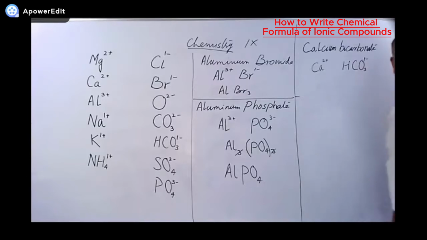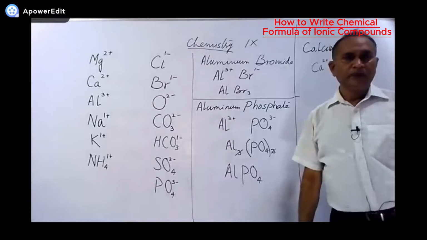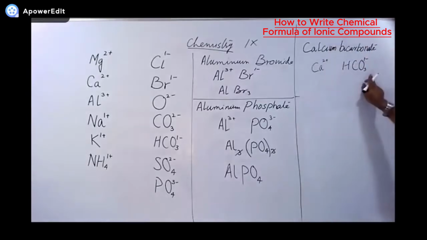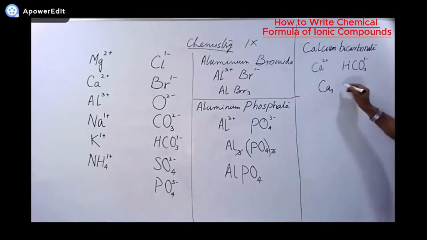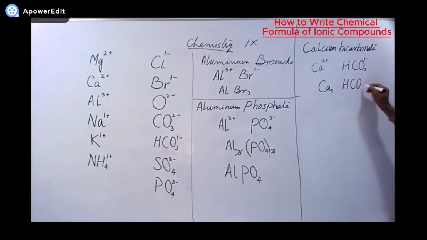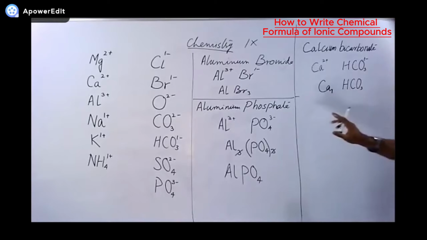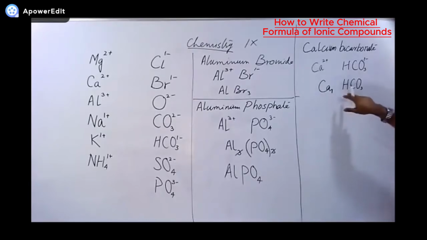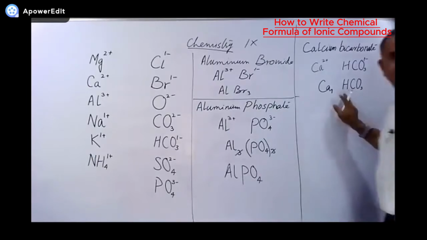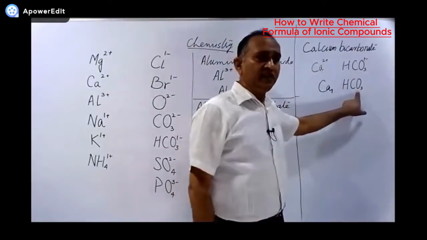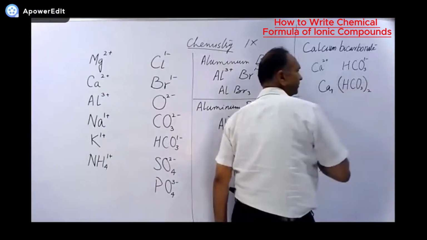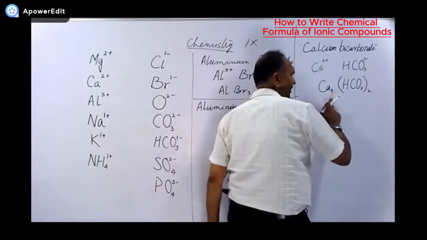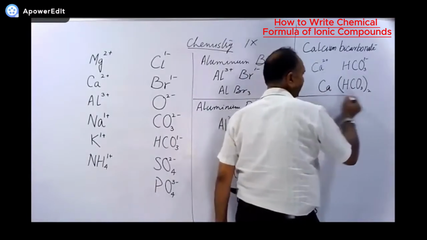HCO3 1 minus. Okay, transferring the numbers, 2 will become here, 1 over here. So I'll write calcium 1 and HCO3. And since there is more than one kind of element, hydrogen is here, carbon is here, oxygen is here, that's why I should use a bracket. So the formula will become Ca(HCO3)2.